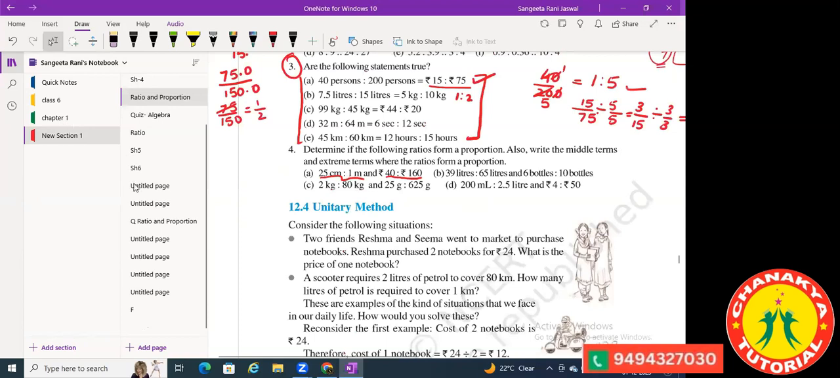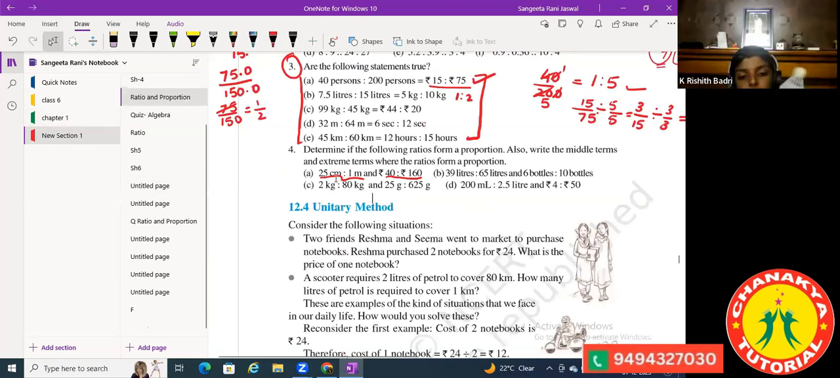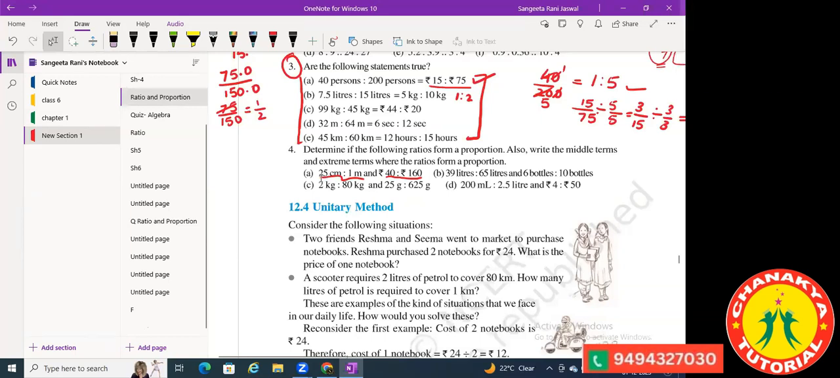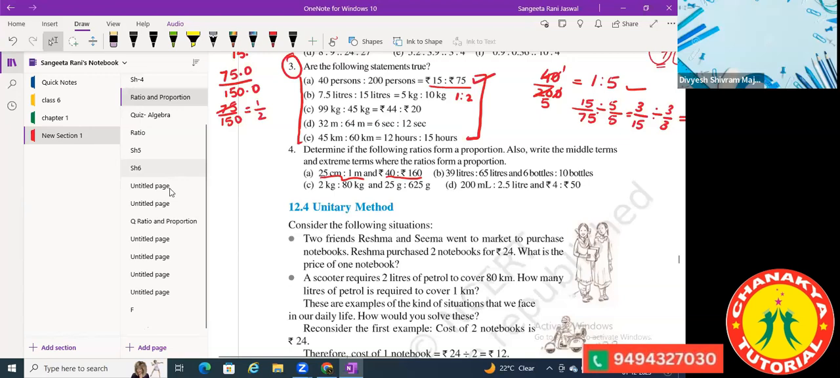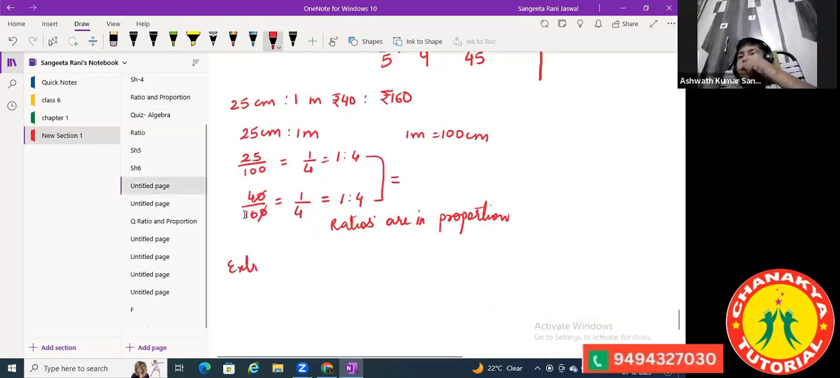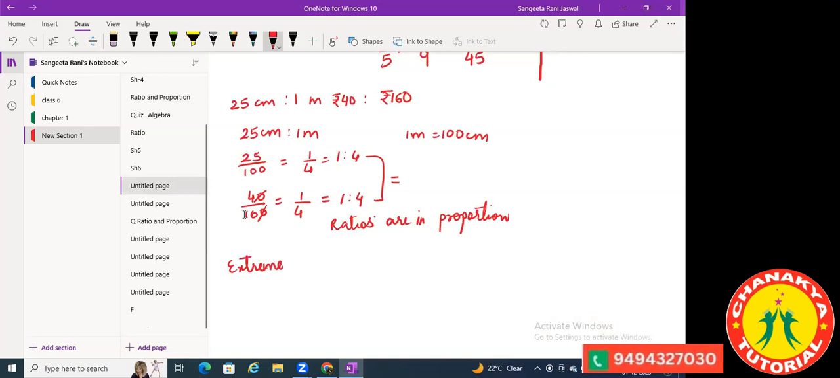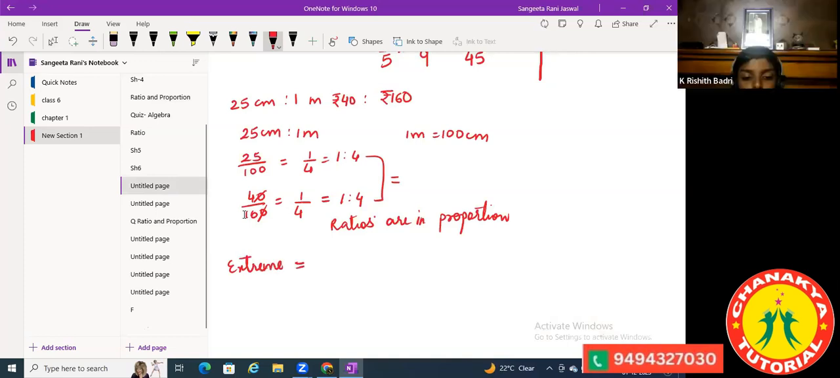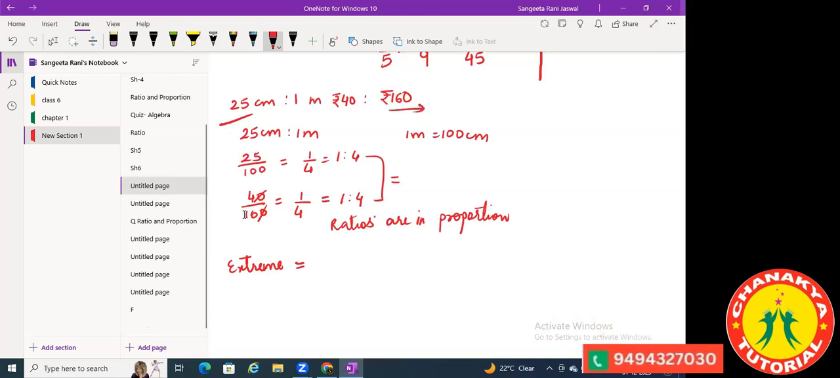Extreme terms are 25 and 160. The middle terms are 1 and 40. Extreme terms are those which are on the outer side, like 25, the extreme ends. So extreme terms are 25 centimeter and rupees 160.